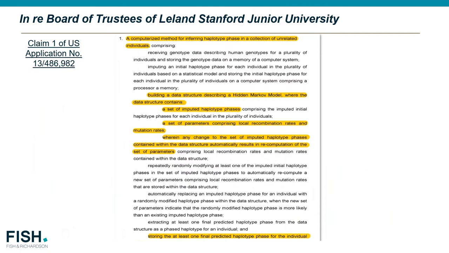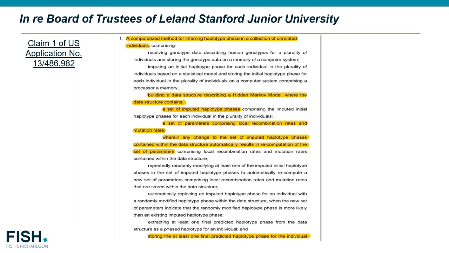So it's a little hard to see, but I just thought it would be useful to look at claim one. This 982 application is directed to computerized statistical methods for determining haplotype phase, which is an indication of the parent from whom a gene has been inherited. So the concept of haplotype phasing is a process for determining the parent from whom alleles were inherited. And this particular claim starts off as a computerized method for inferring haplotype phase in a collection of unrelated individuals. And then the key language that the court looked at are the steps that are highlighted.